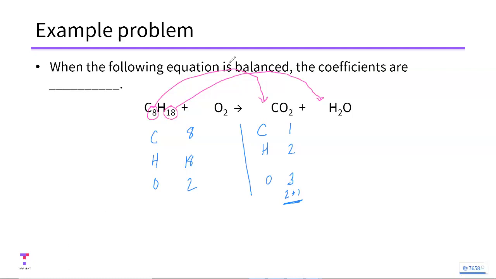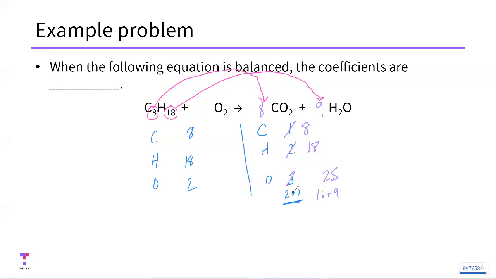So in order to get 8 carbon, I'm going to need 8 carbon dioxide. In order to get 18 hydrogen, I'm going to need 9 waters because there are 2 hydrogens in every water. 9 times 2 gives me the 18. So when I do the process here, I'm going to have to reconfigure my numbers. My carbon becomes 8. My hydrogen becomes 18. And I now have 16 oxygen plus 9 more for a total of 25 oxygens.